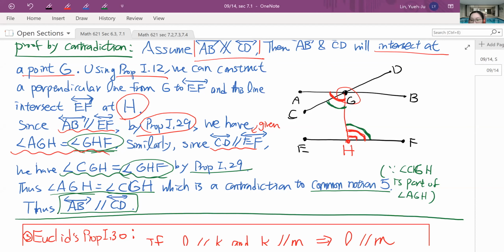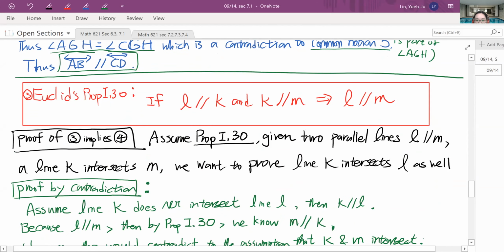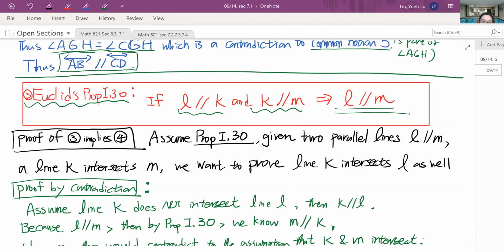I think we have time to do one more because, as I said, the middle three are actually easier. So now I want to prove 3 implies 4. And you can see that most of them are going to be proved by contradiction, but this one is not too bad. So what's statement 3? Statement 3 is the thing we just proved. It tells me that if you have two lines parallel to the same line, then they're parallel to each other. We're going to use this third statement to prove the fourth one. What's the fourth one?